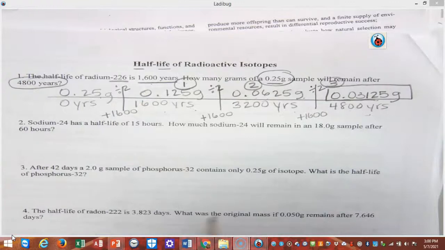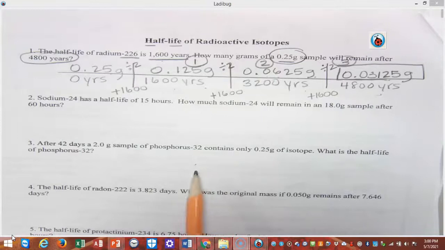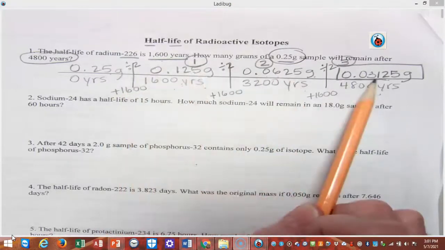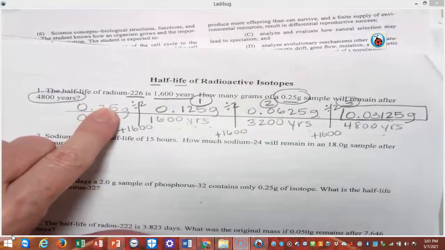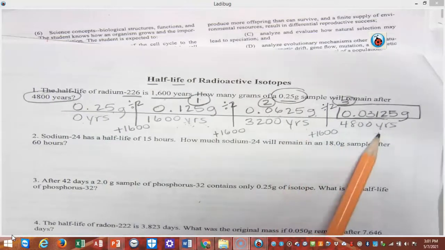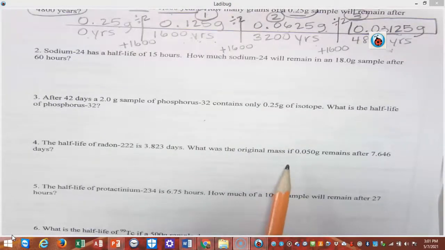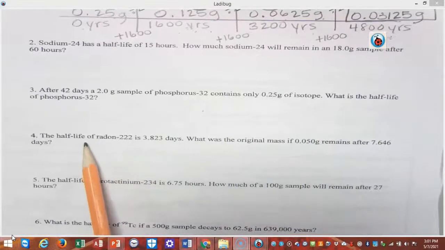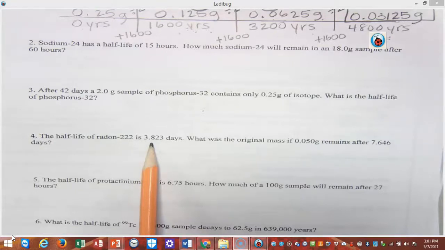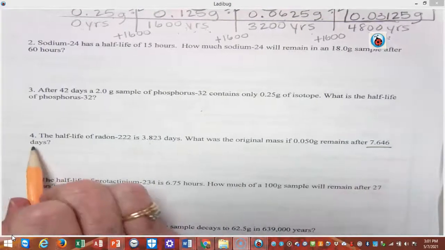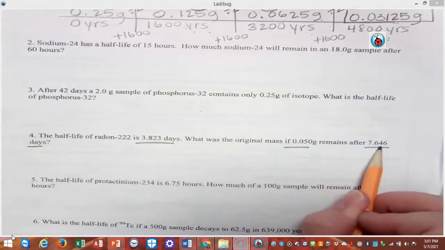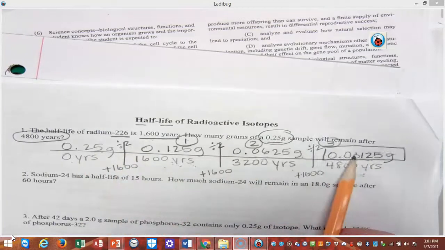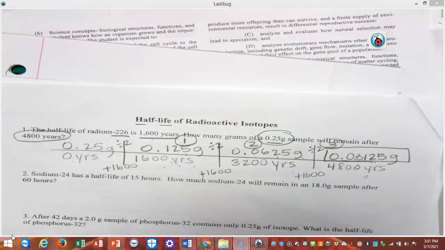So like on number 3, you're going to have to figure out the half-life. So you'll be missing this piece, so you'll work out the top part and then solve for this. Now on number 4 though, you're missing the original mass. But what you can do is solve for the bottom part. Okay, so for example here, it says on number 4 that the half-life is 3.823 days. How much is going to remain after 7.64 days? So I know where I'm ending, and it says I've got 0.05 grams after this much time. So I know the end parts, I just need to solve for the original. So if I set it up, instead of dividing, I'm going to start here and I'll just multiply and go backwards.